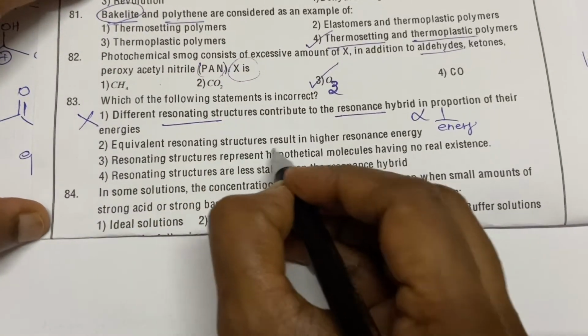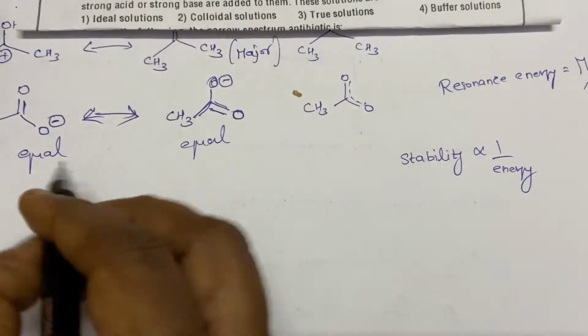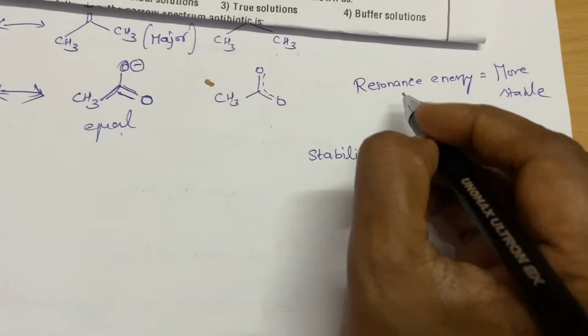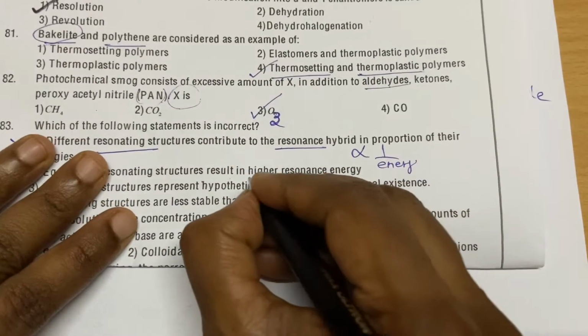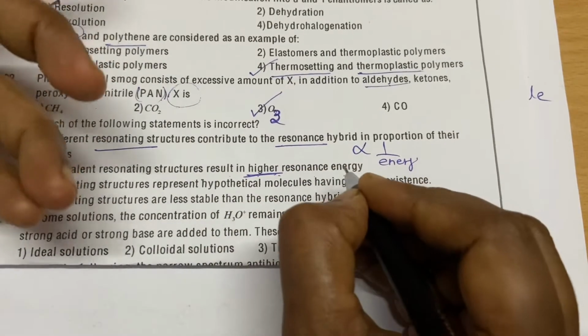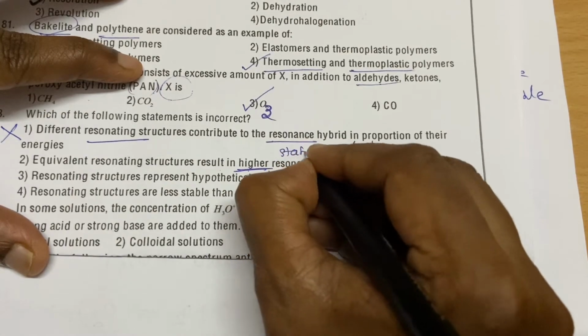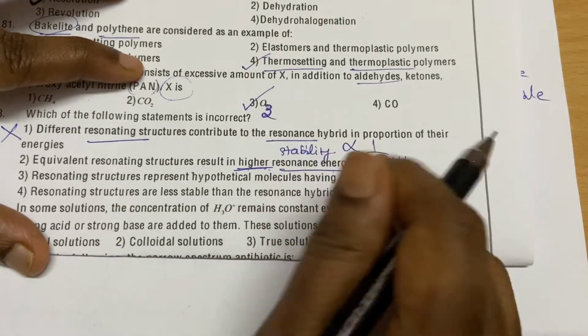Equivalent resonating structures result in higher resonance energy. Yes, equal resonating structures contribute more to the resonance energy. Higher resonance energy means you should not mistake that as high energy. Higher resonance energy means higher stability. Here, with resonance energy, you must think in the way of stability.